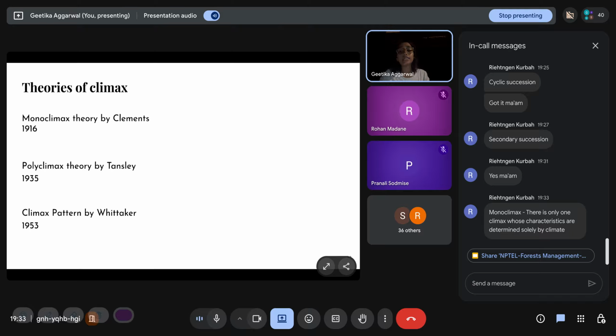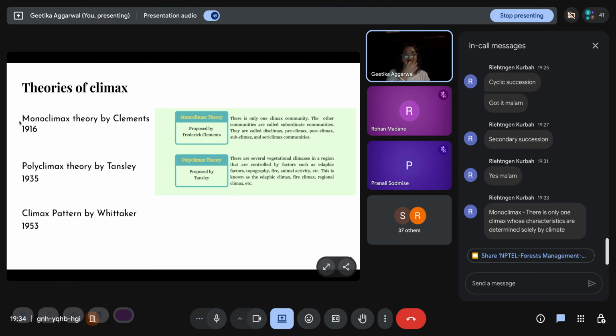Then Tansley said later in polyclimax theory that that's not true. There can be different types of climax communities that can be formed in a particular area, and even though they are dependent on the climate, they're also dependent on the different soil features of the area, the topography of the area, the amount of rainfall that the area receives. So it's controlled by different factors and not just the climate. According to the monoclimax theory, this is solely dependent on climate.